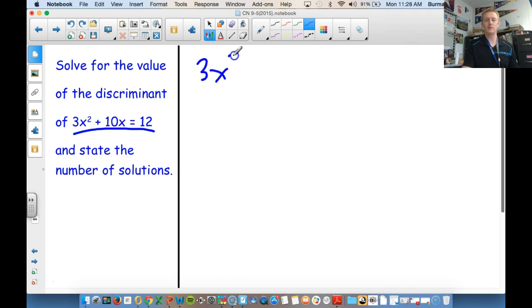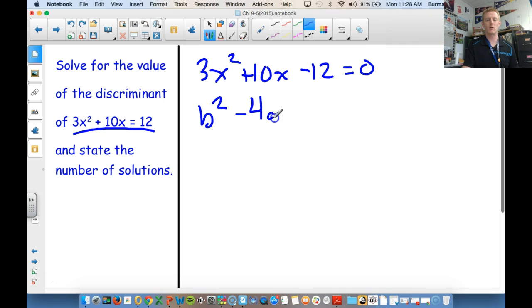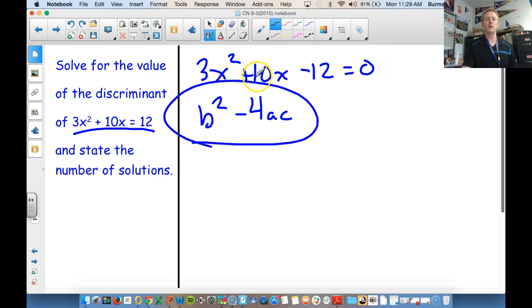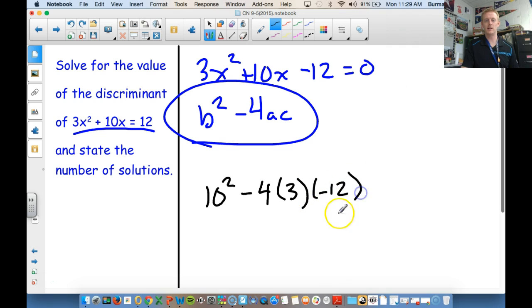So 3x squared plus a 10x minus 12 equals 0. And remember, the discriminant is just the b squared minus 4ac. So we're plugging into that. So b is a 10, and 10 squared minus a 4 times a times c is going to get us to what we need for an answer. So 100 minus, let's see, 12 times 12 minus 144.